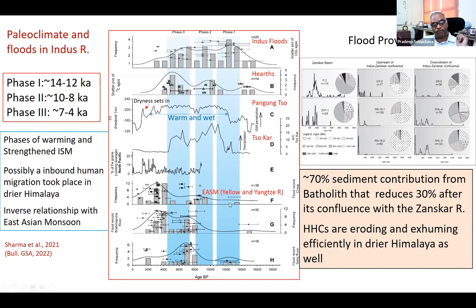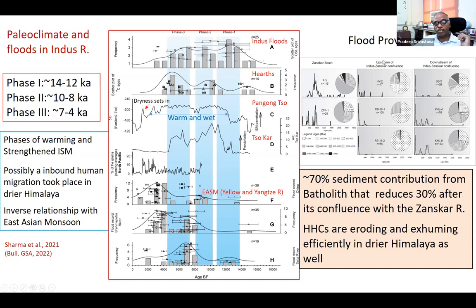When we compared the flood histories with the East Asian monsoon dominated Himalaya, the Yellow and Yangtze rivers, we find that many of these rivers were experiencing high frequency floods when the Indus was depleting. So there is a seesaw kind of relationship between the Indian summer monsoon (ISM) and the East Asian summer monsoon. When you see the modern instrumental data, this remains the same. That's why our story also suggests that the modern relationship between the ISM and the East Asian summer monsoon may go back to the Holocene. So this was one part of the story.